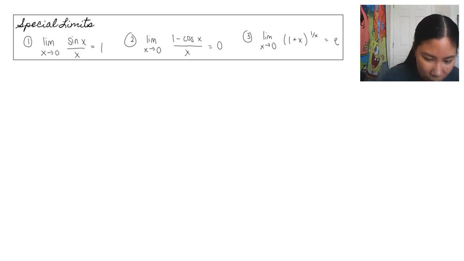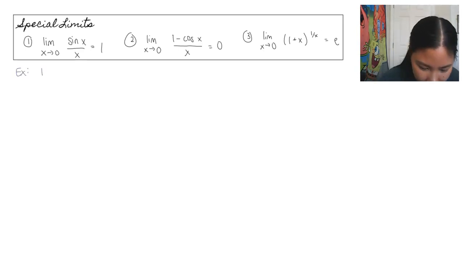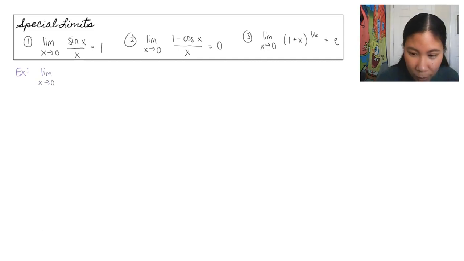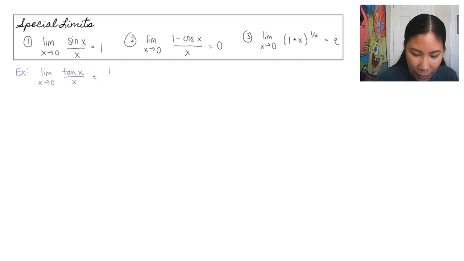So let's do some examples with these. Even though we know what the numbers are, we still have to be able to use them to simplify others. Let's say we are trying to find the limit as x approaches 0 of tangent of x over x. Clearly, tangent of x over x doesn't look like any of the ones that we've had so far. However, I can rewrite tangent of x as sine over cosine.